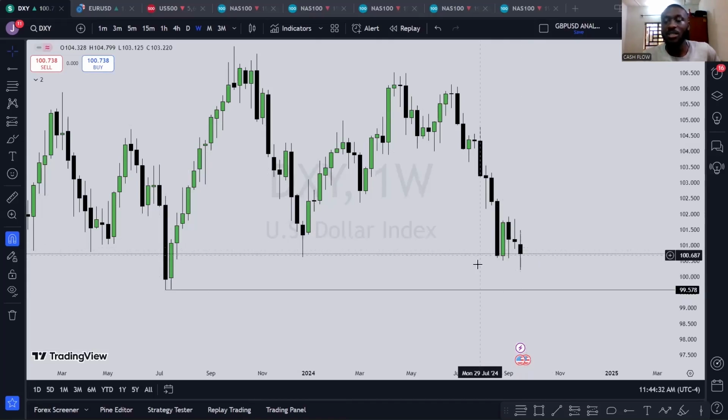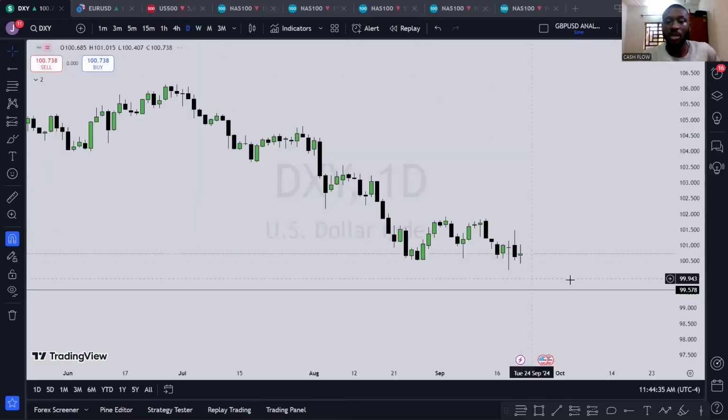Once you have established that, you want to go down to the daily time frame and look for premium arrays. What are the premium arrays? We have bearish order block, bearish breaker block, bearish fair value gap, bearish mitigation blocks. I have not taught mitigation blocks yet. I don't know if I will teach that, but we have these things.